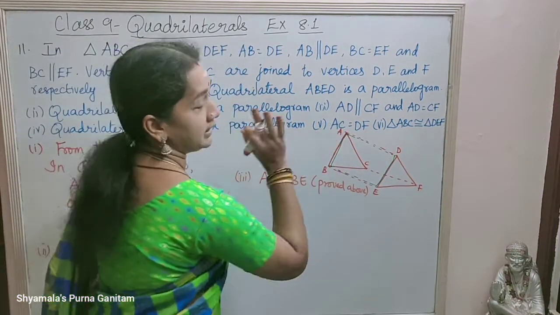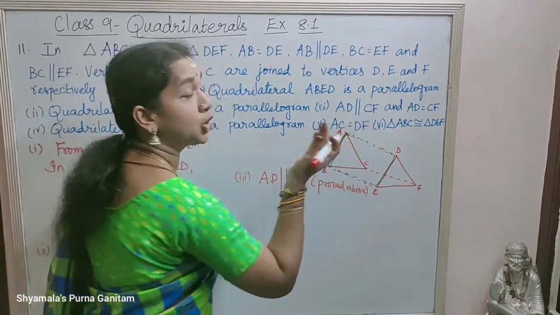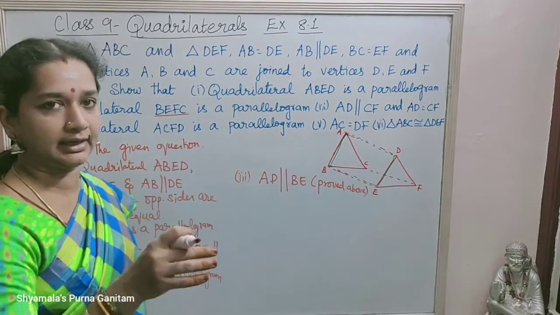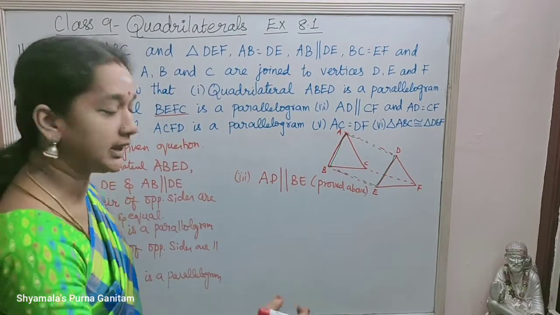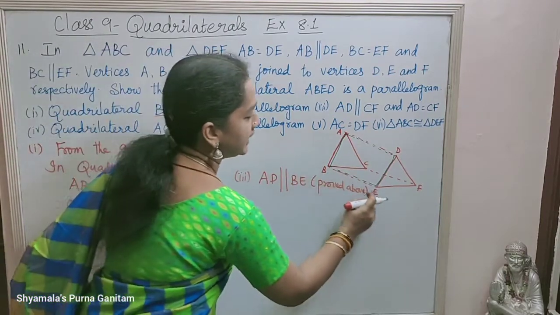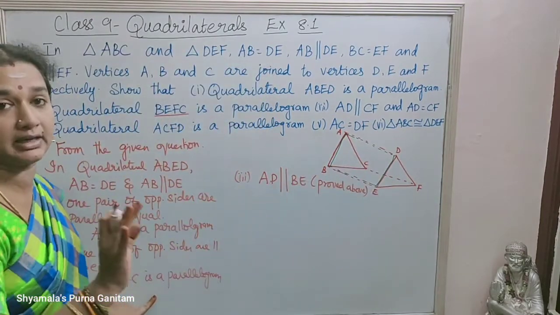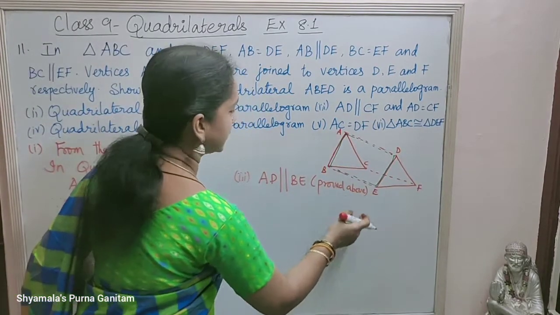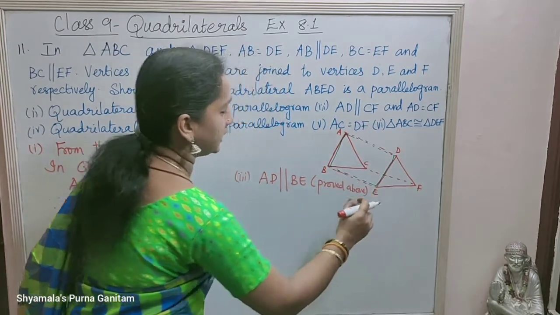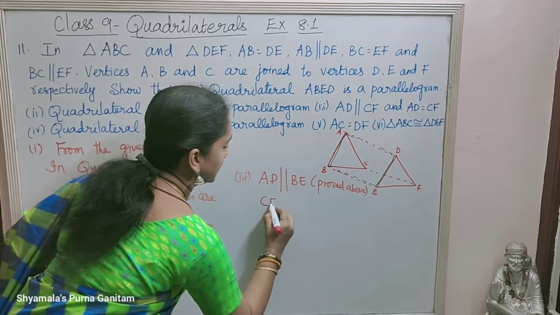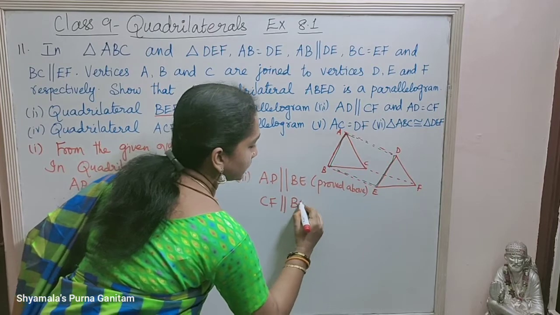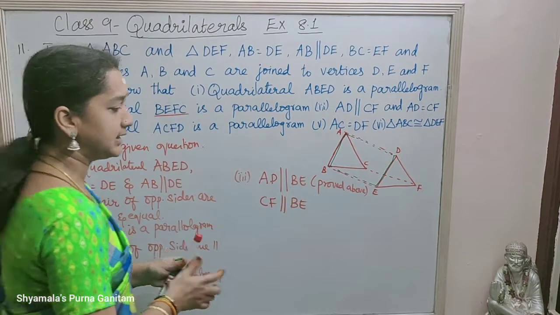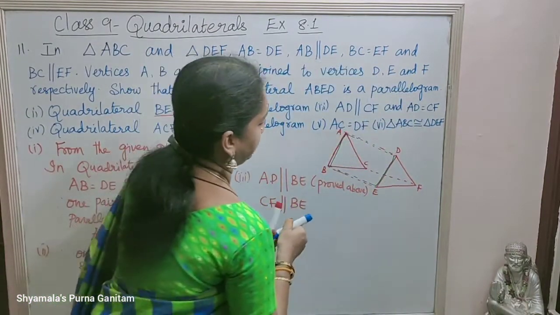But in the question it is given AD parallel to CF. So the other quadrilateral we have taken, we have proved that BEFC is a parallelogram. From that, we can say that CF is parallel to BE. That is, this part of the parallelogram.